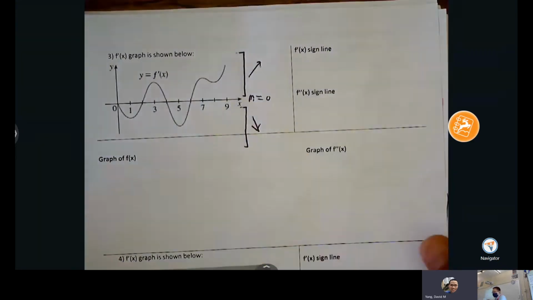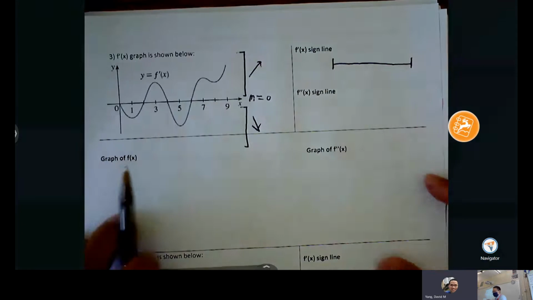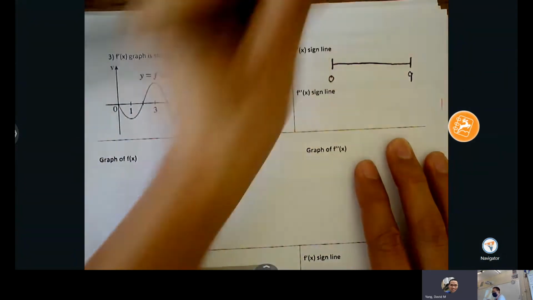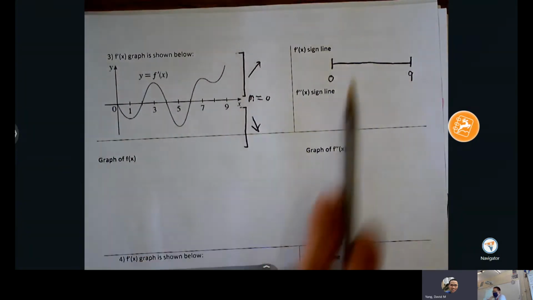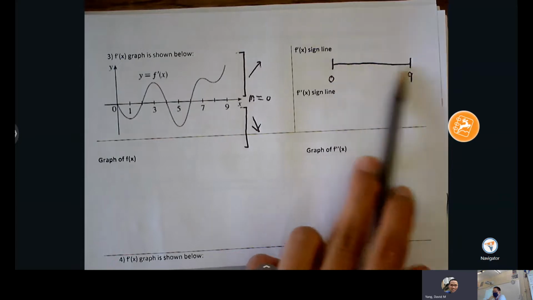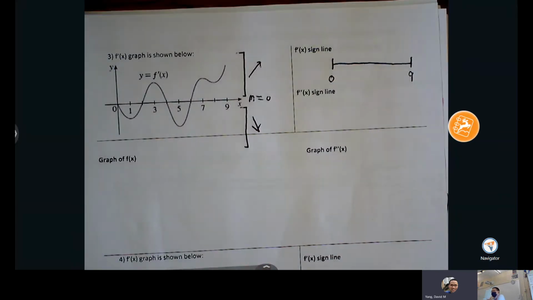So if we want to create a slope sign line, we have our endpoints, which is from 0 to 9. And then you're going to fill in using x-intercepts, because we want slope zeros to land on our slope sign line. So what are those going to be?